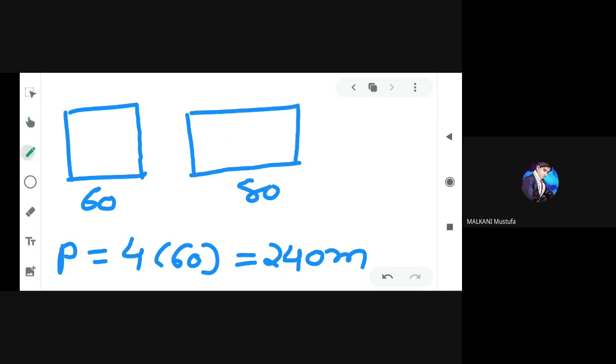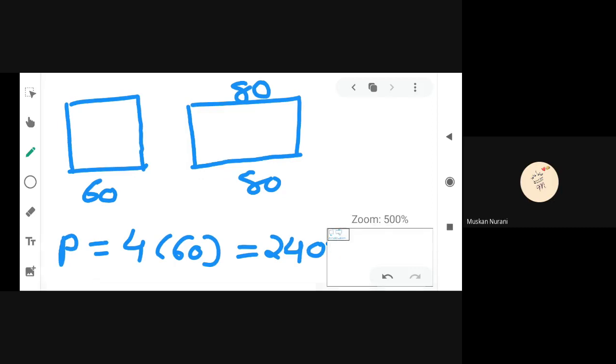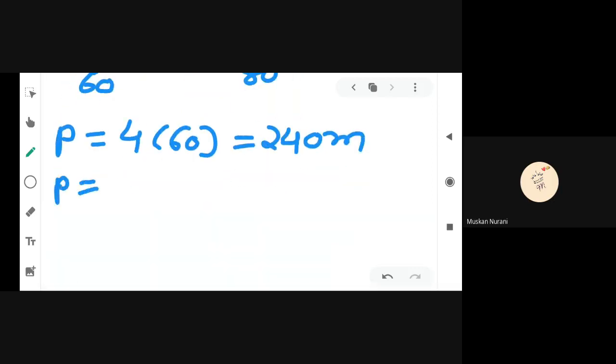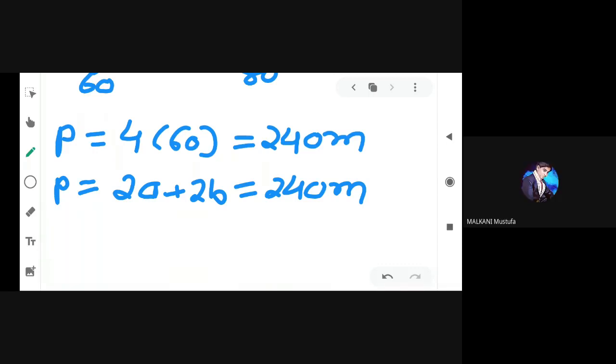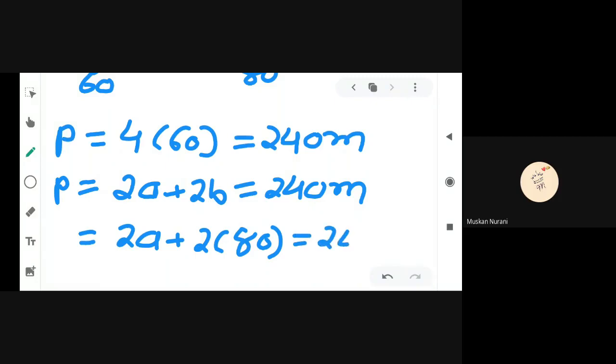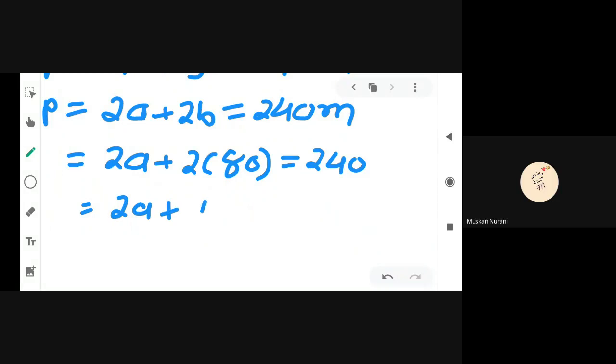And we know very well the property of a rectangle: the opposite sides are equal. So the perimeter of a rectangle, 2a plus 2b, is also equal to 240 meter, because the perimeters of the rectangle and the square are equal. Now 2a plus 2b, in which the value of b is given as 80 meter, is equal to 240. So 2a plus 160 is equal to 240.